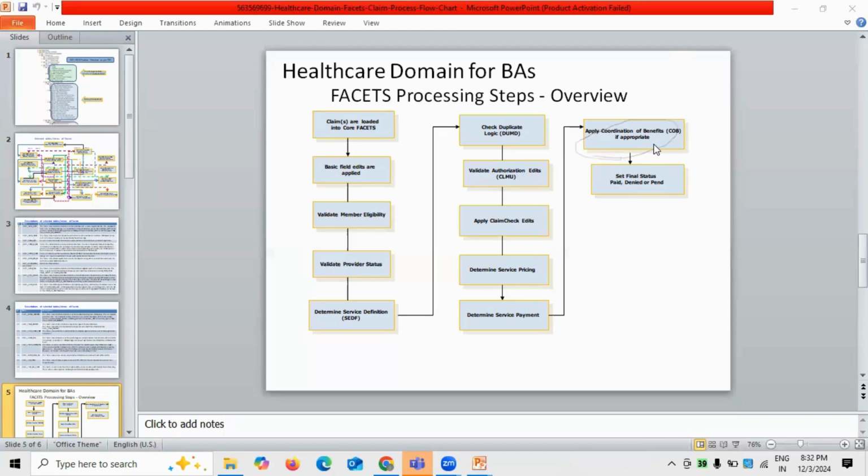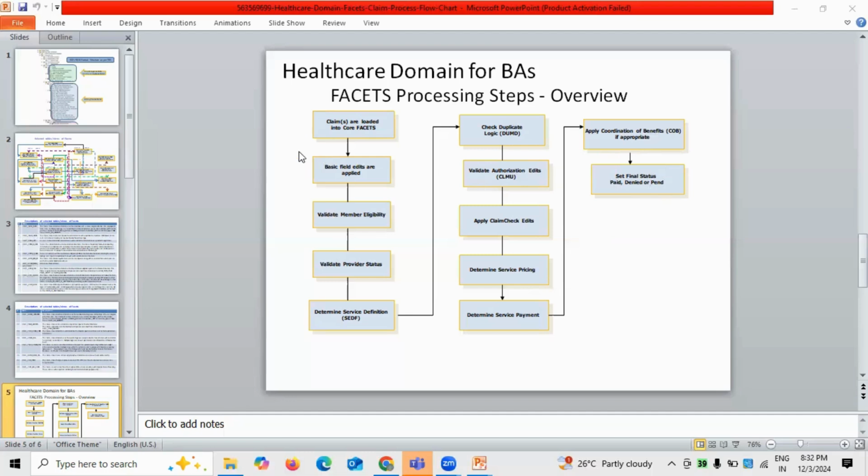Once we have identified the coordination of benefits, finally we send the status report to the provider, whether it is to be paid, denied or pending. There are 3 statuses: first is paid, second is denied, third is pending. If it is paid, the amount will be credited to the provider account. If it is denied, there is clear-cut information about why it was denied, and every piece of information will be given by the payer. Otherwise, if it's pending, it will be on hold because they require some more information.